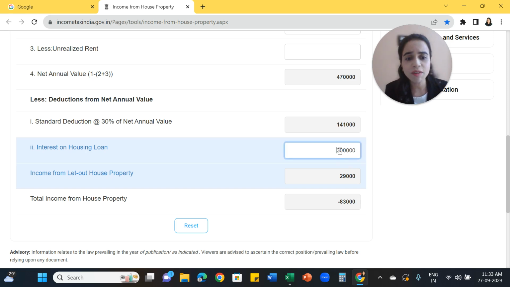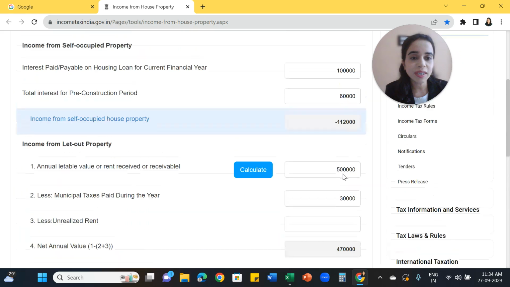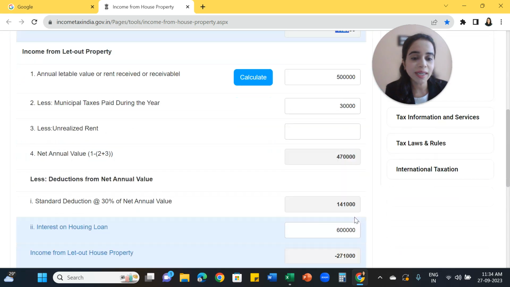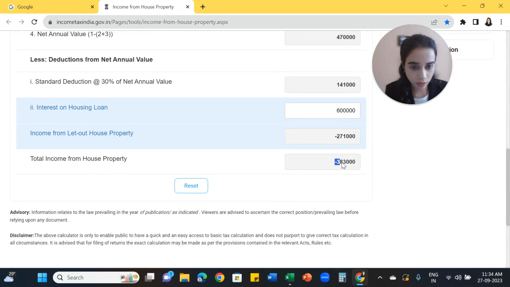What if these both have been negative? In let out property there is no limit. Interest on housing loan can be anything. Let's say it is 6 lakhs. It will allow you the entire 6 lakhs. So income from let out property became 271 negative. So now it is 271 negative and 112 negative. Adding both, it comes to 383 negative.